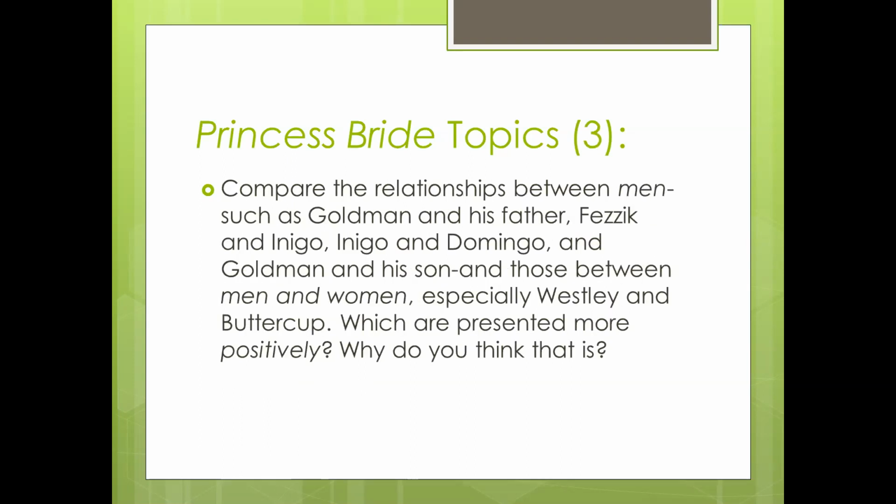Option number 3, these are the prescribed options. You could compare the relationships between men in the book and those between men and women. So for men, you've got a lot of different options. Goldman and his father is one relationship. Goldman and his made-up son, Jason. Fezzik and Inigo as friends. Inigo and Domingo, that's Inigo's father. And then, of course, for men and women, you've got Miracle Max and Valerie, but especially Wesley and Buttercup.